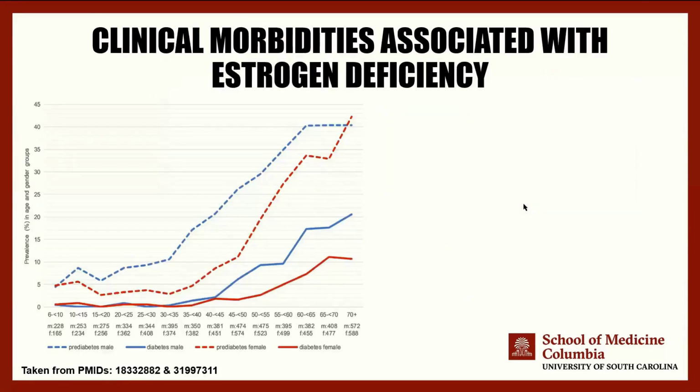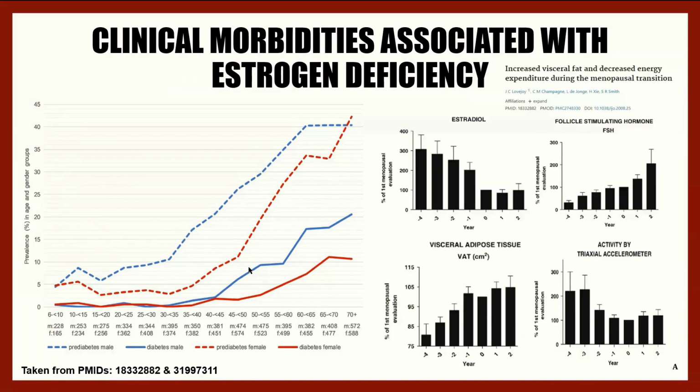And when we look at clinical morbidities, it's already established that there's a higher risk for diabetes in females during that age. And also, there was a clinical paper that was published that followed females through the postmenopausal or the menopausal transition, and they found that yes, estradiol drops, follicle stimulating hormone increased, but they also found that visceral adipose tissue increases and activity decreases.